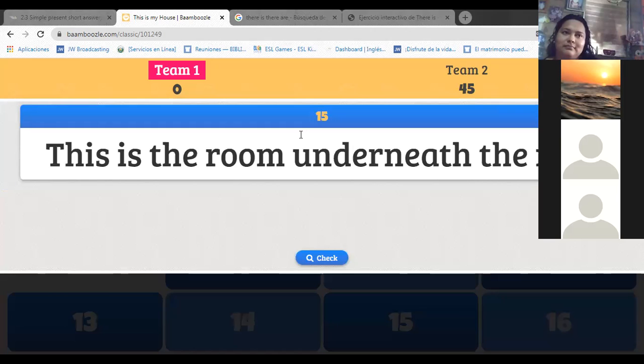Okay, it says this is a room underneath the roof. Dice que es el cuarto que está de justo abajo del techo. Nuestras casas usualmente no lo tienen, but American houses do. American houses have this. Actually, there is a pupusería in Los Planes de Renderos with this name. It's a very famous pupusería. This is the room underneath the roof.